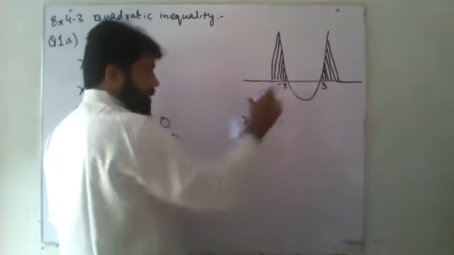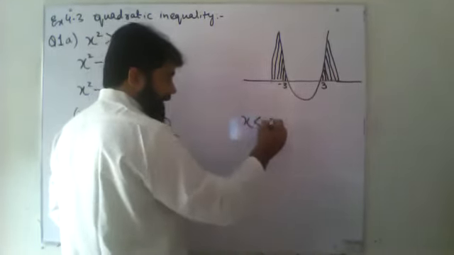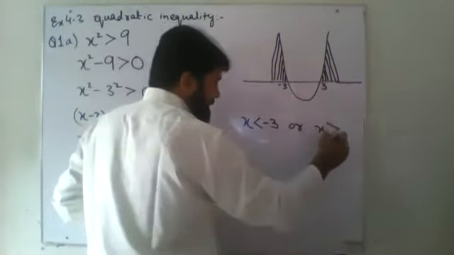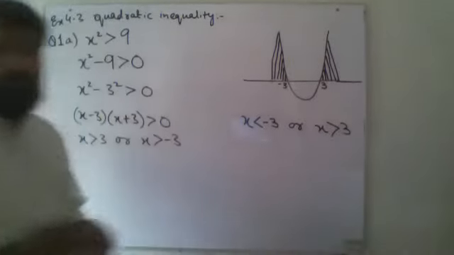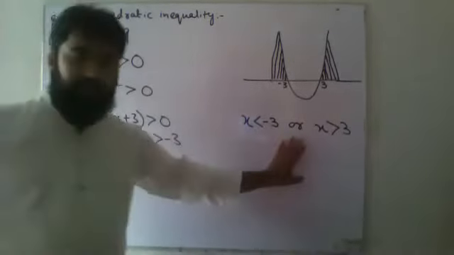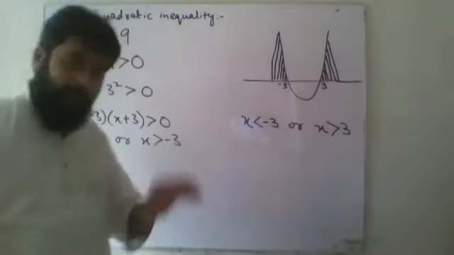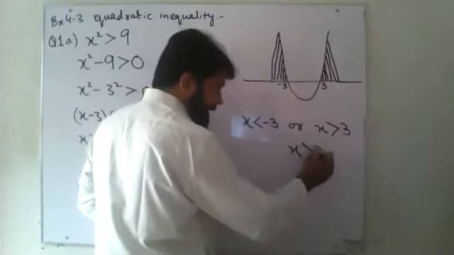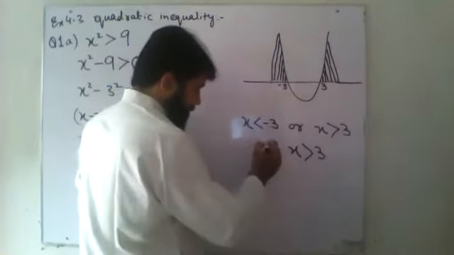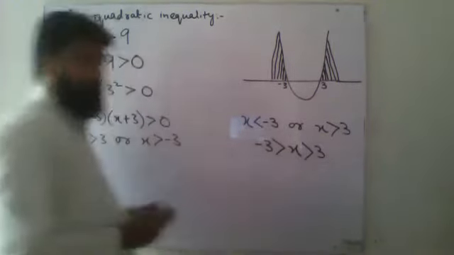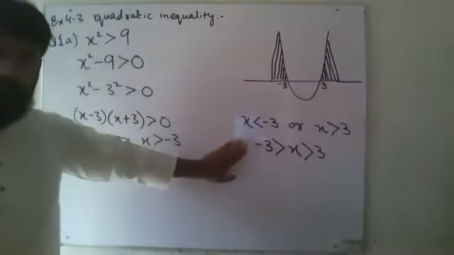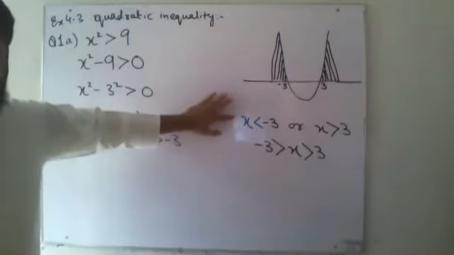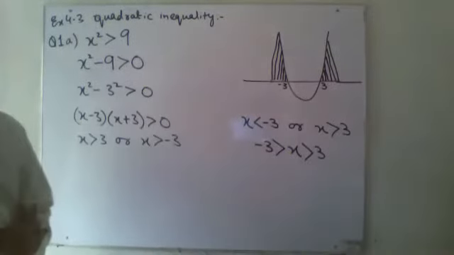X is lesser than minus 3 or x is greater than 3. They are the discontinuous ones. That's why I've written it in this way. Or I can also write it differently, I'm not telling you that you can't. X is greater than 3. You can write it in this way, but I would prefer that you go with this one. Otherwise, it's your choice.